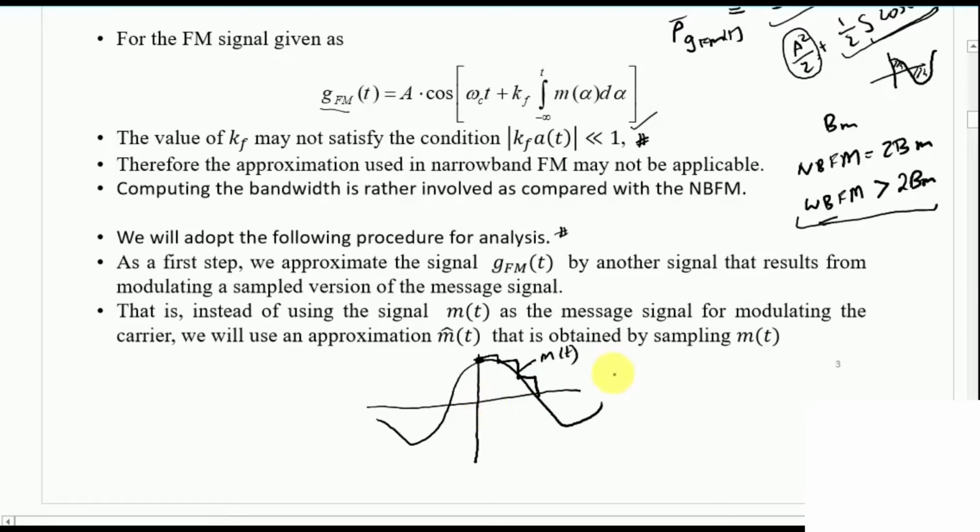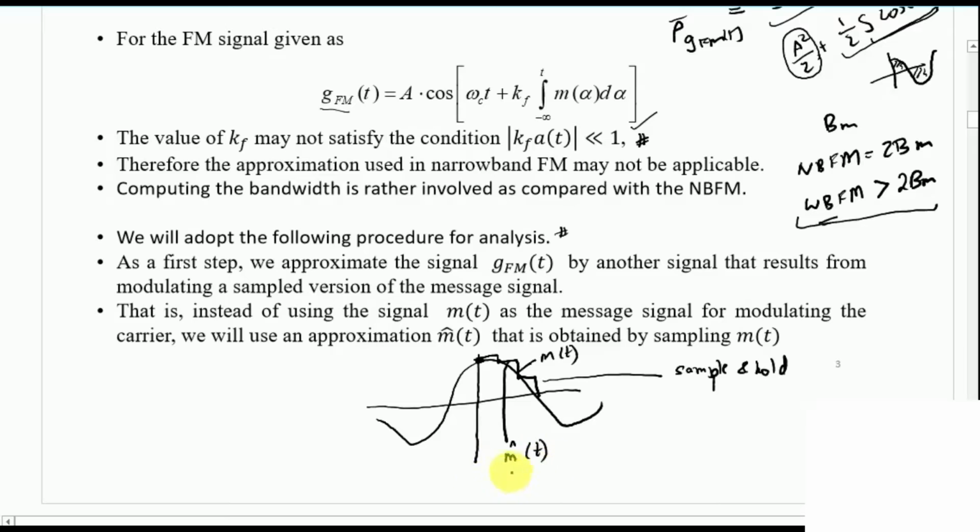So this technique is called sample and hold. It is also called first order hold. This staircase signal, we can simply call it m hat of t, and we can approximate the whole of this signal on the left side and on the right side by m hat of t.